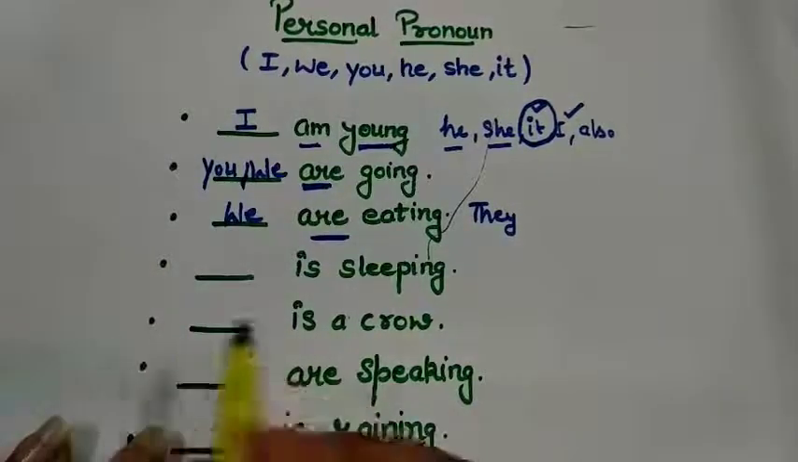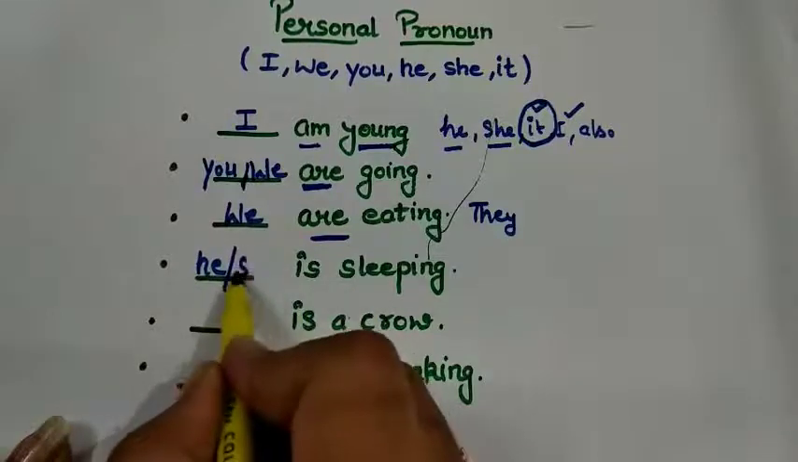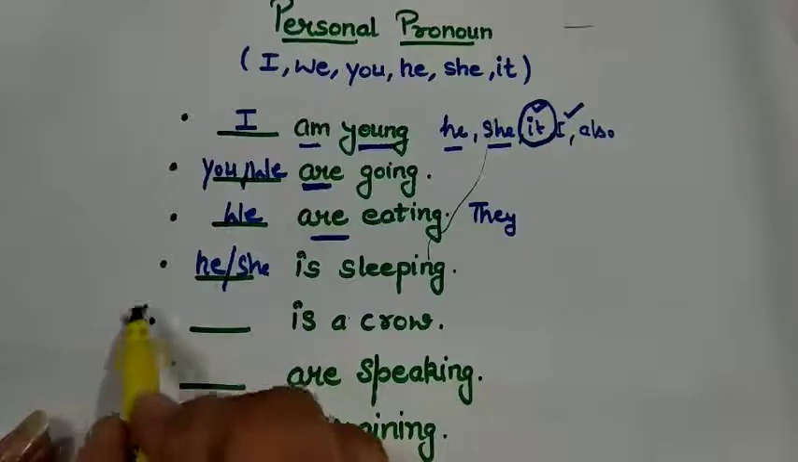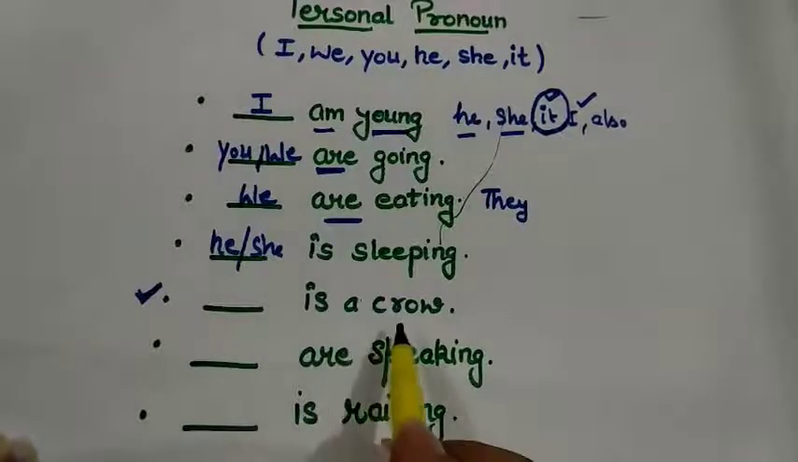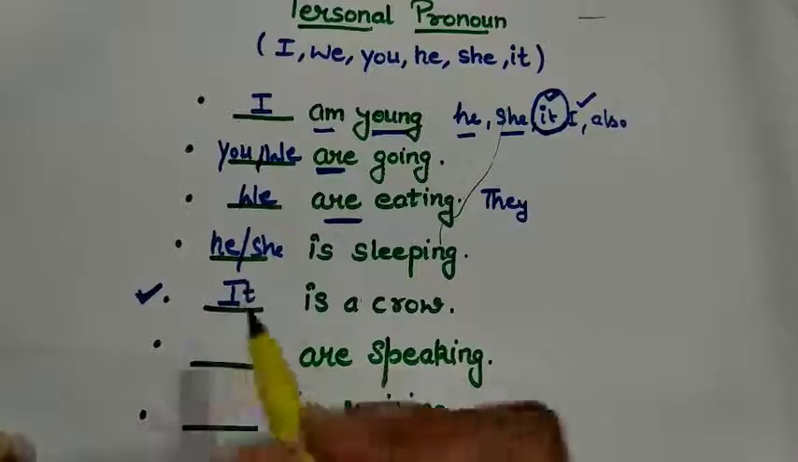Now let us do the next one. He is sleeping, she is sleeping. Both are correct. Now this is a very nice example. The example is dash is a crow. See, a crow is a living being, but still I am using it before is. Why?